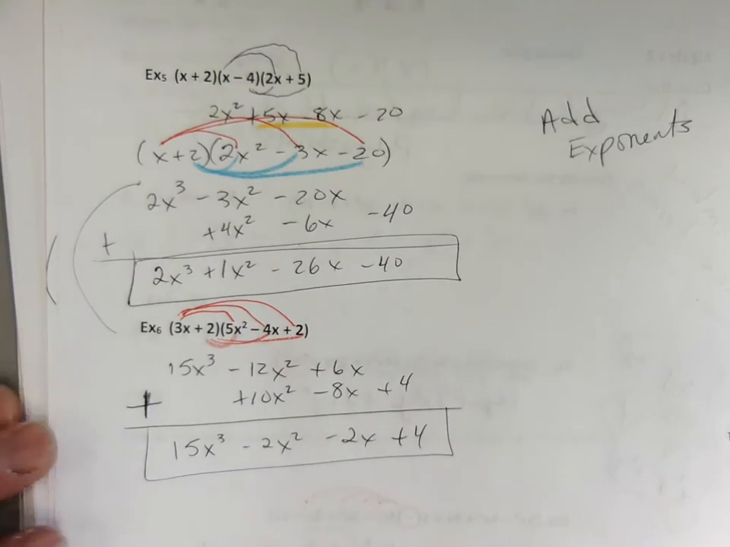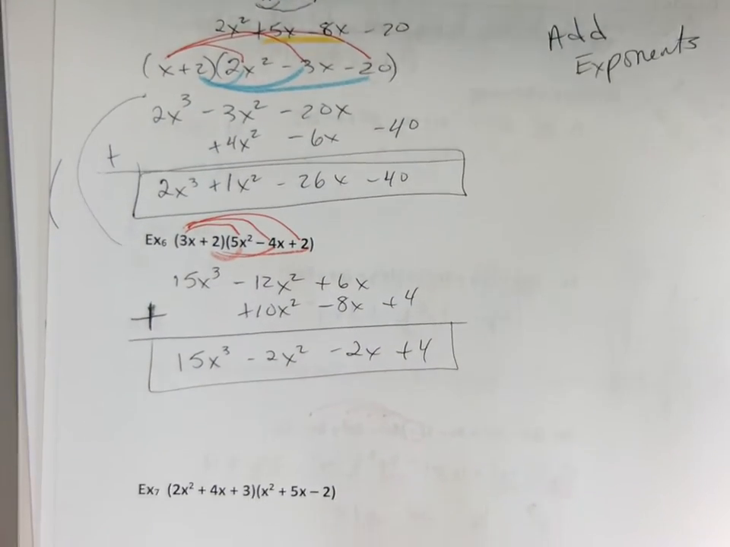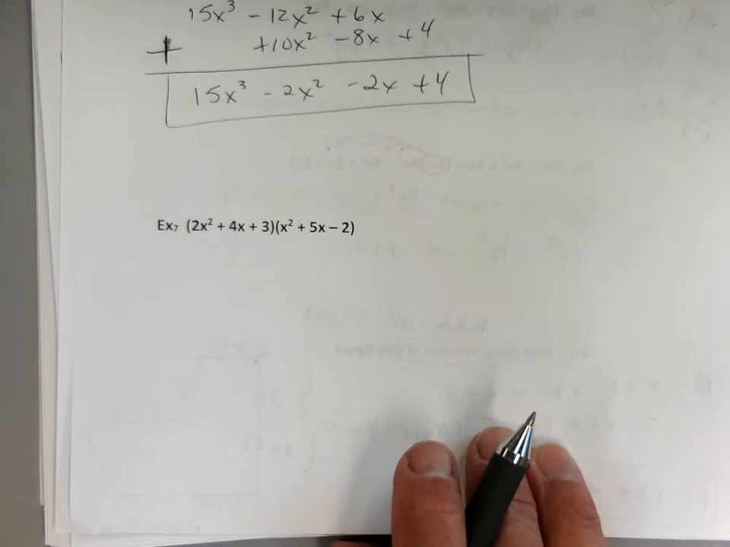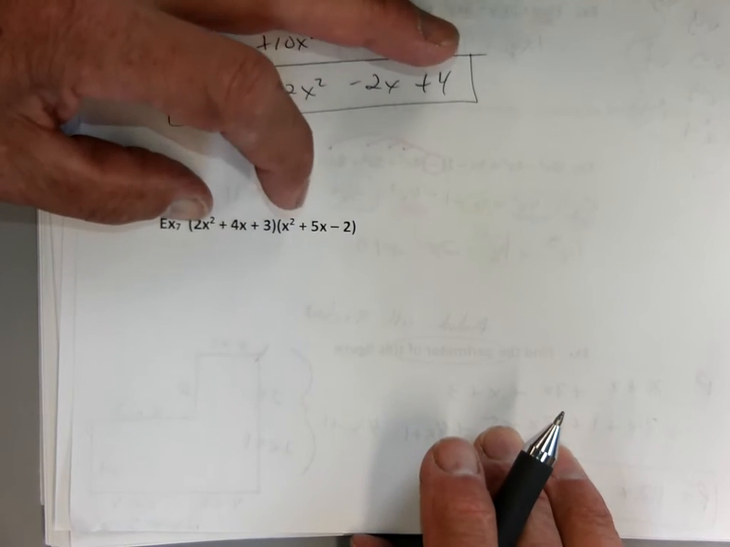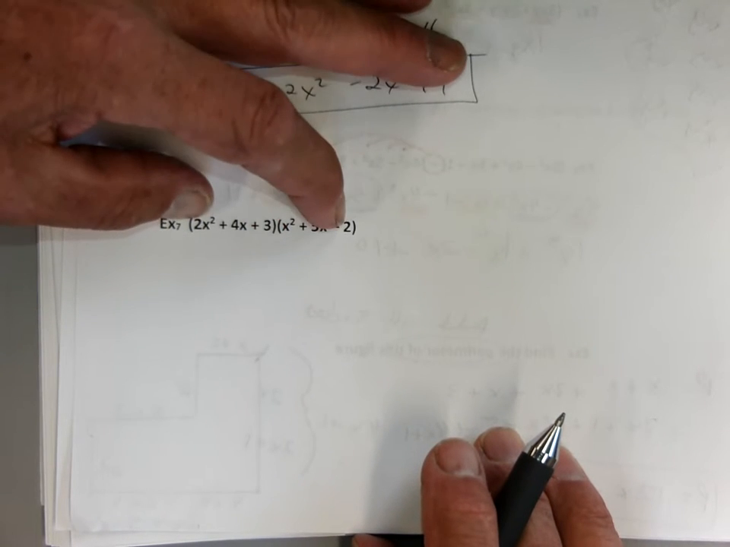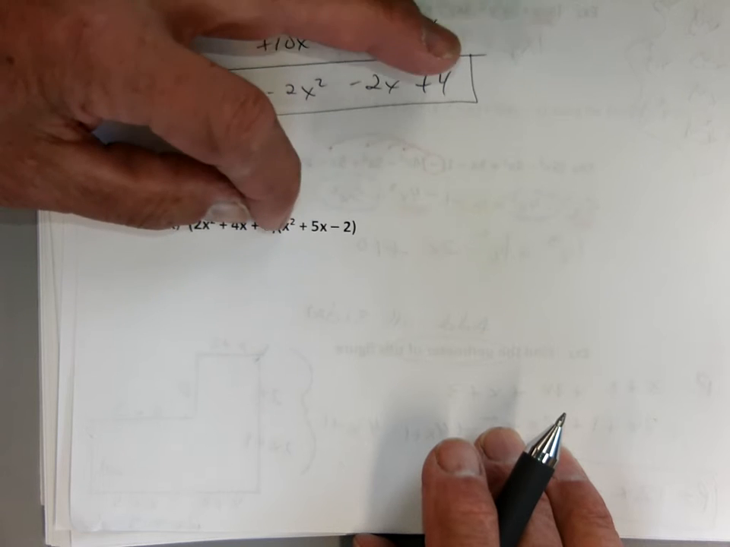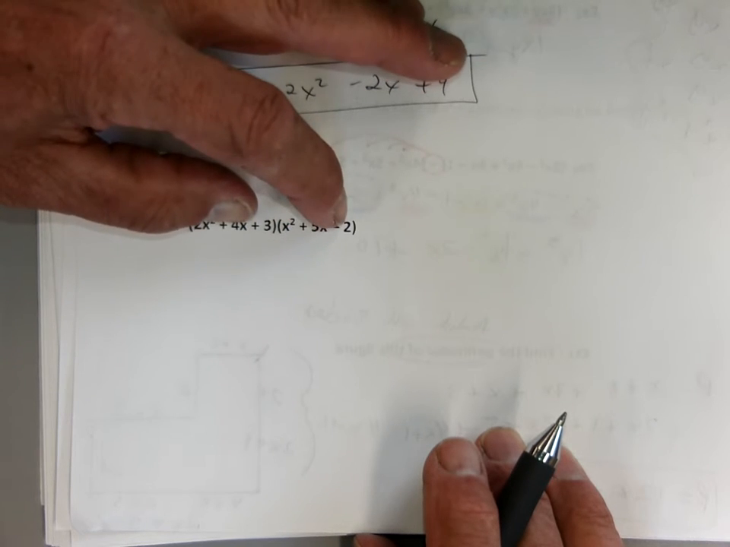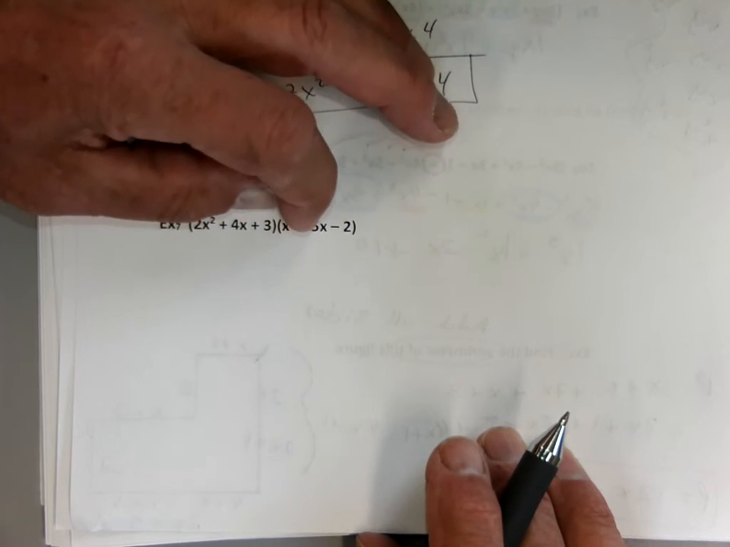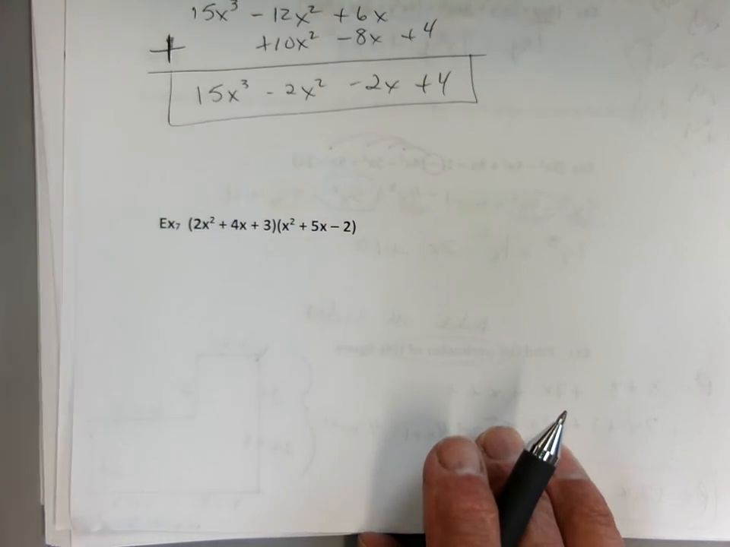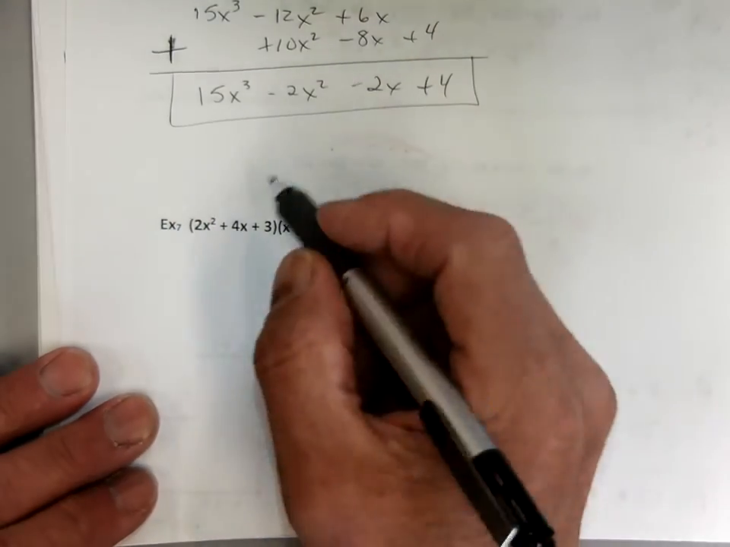Okay, last but not least, the biggie. We're going to go this times this, this times this, this times this. Then we'll go this times this, this times this, this times this. Then we'll go this times this, this times this, this times this. It's a big multiplication problem. So watch. I'm going to do it.